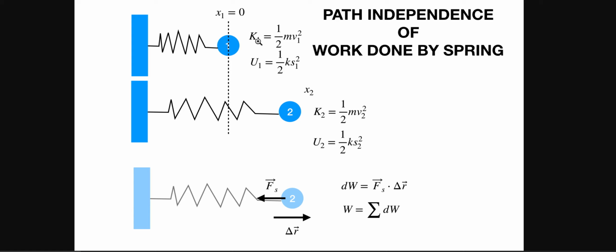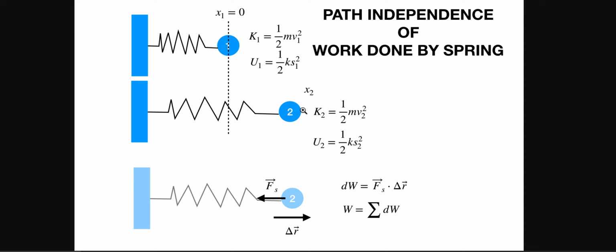So I can do a couple things. I can calculate the kinetic energy at the beginning, and the kinetic energy at the end. I can calculate the spring potential energy at the beginning, 1/2 k s1 squared, whatever that may be. Maybe it starts at x equals 0. And then I can calculate the spring potential energy at the end. And that's really what I want, this change in spring potential energy, right?